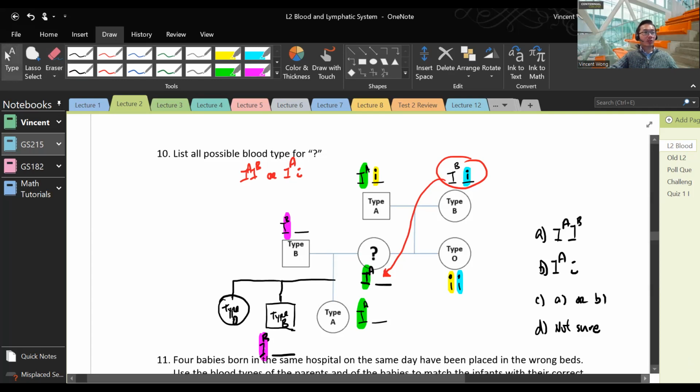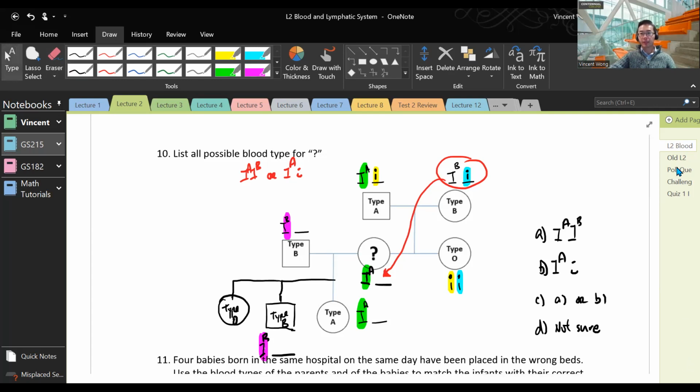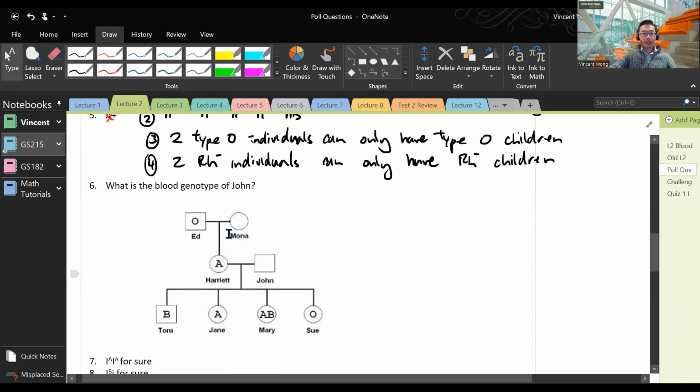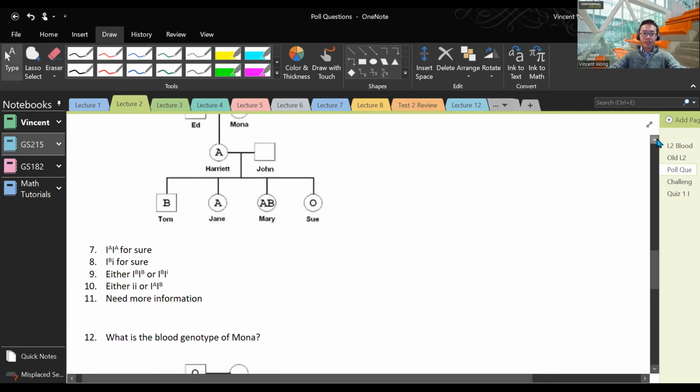How will the test question look like, you are wondering? Well, here's one. Let's give that a try.